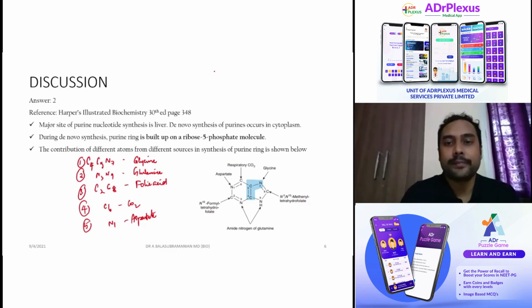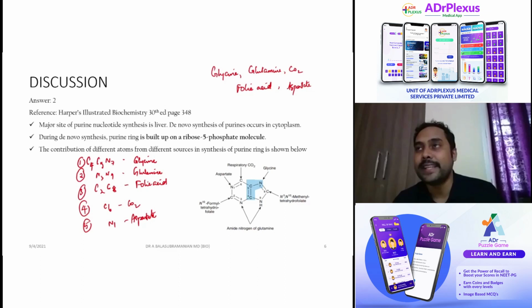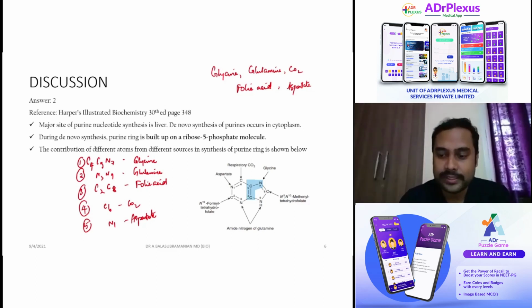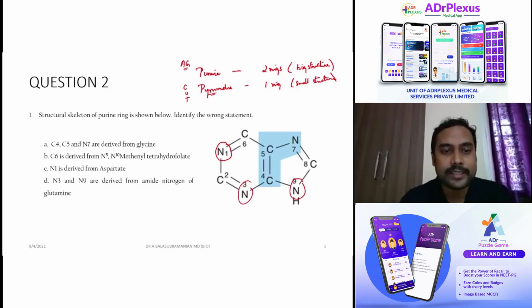So we need glycine, glutamine, carbon dioxide, folic acid, and aspartate. These are the starting materials, the substrates that are necessary for purine synthesis. All right. So now let us come to the question.